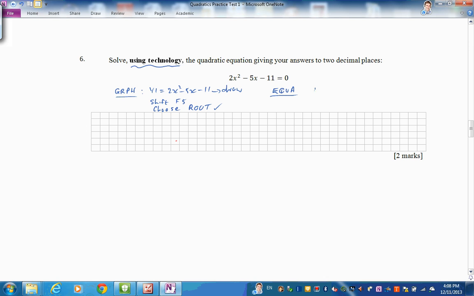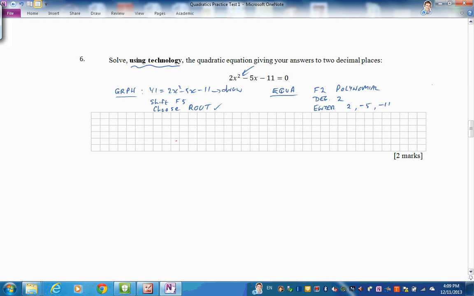If you do that, you then choose F2, which is polynomial, and then degree 2, because the degree is the highest power of the variable there, and the highest power here is x squared. And then enter the values. That's 2, neg 5, neg 11. Hit execute and you'll get the answer that way.